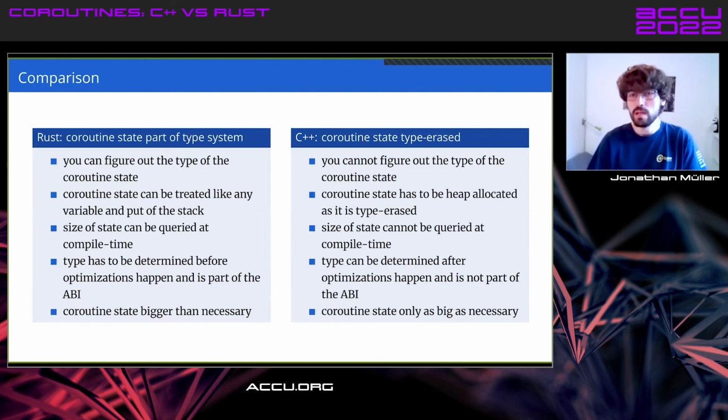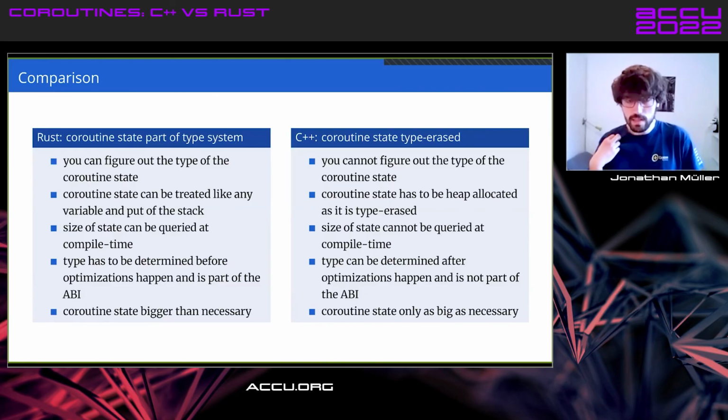Whereas in C++, the coroutine state is completely type erased. You have no idea what this type is. So you cannot figure it out using decltype. There's no way to dereference a coroutine handle and get the state back, right? All you have is this coroutine handle type. Of course, this means that as it's type erased, it needs to be heap allocated, because type erasure requires heap allocation as you don't know the size.